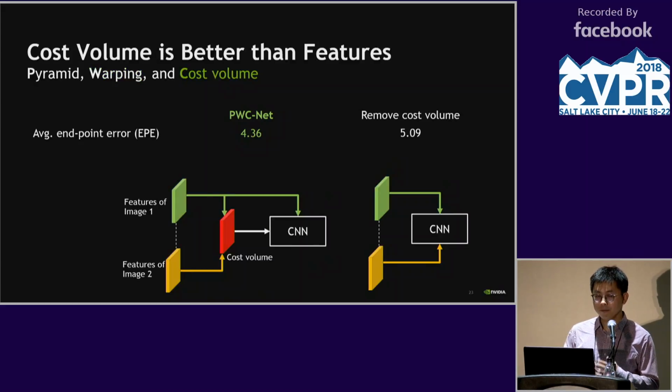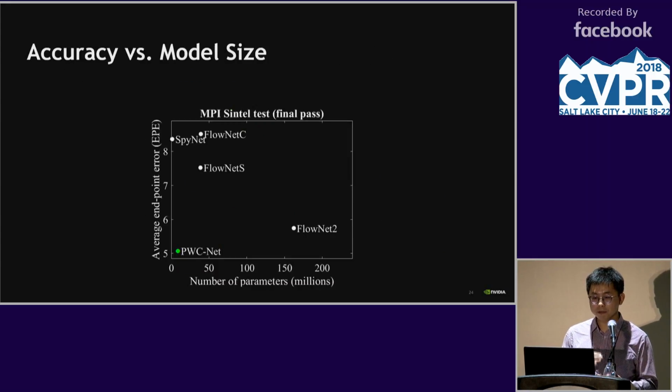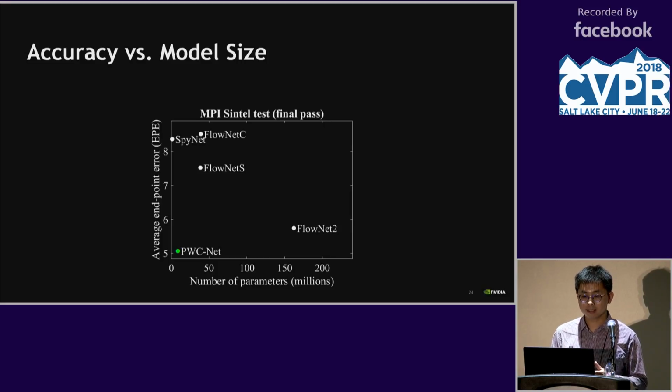And finally, if we remove the cost volume from the pipeline, we directly feed the features of 2 images to the CNN, there's again another 15% drop in performance. So all shows the benefit of using the 3 principles. And so by making very frequent use of these principles, we can obtain a very compact size model, but also perform very competitively against the state of the art.